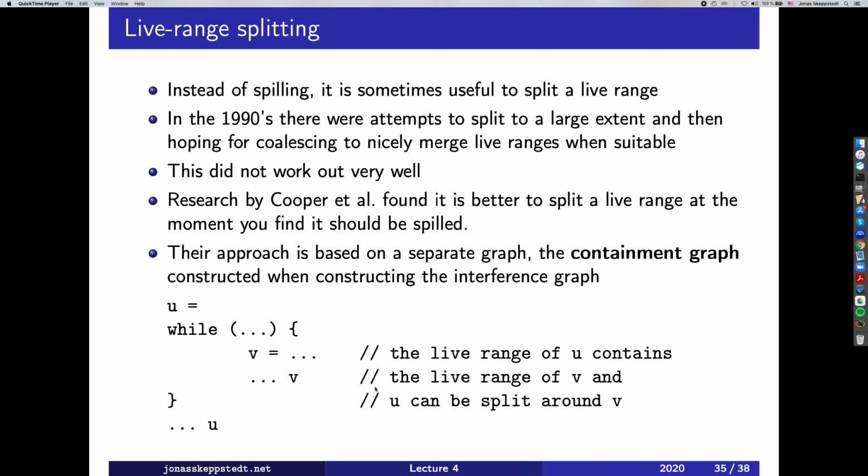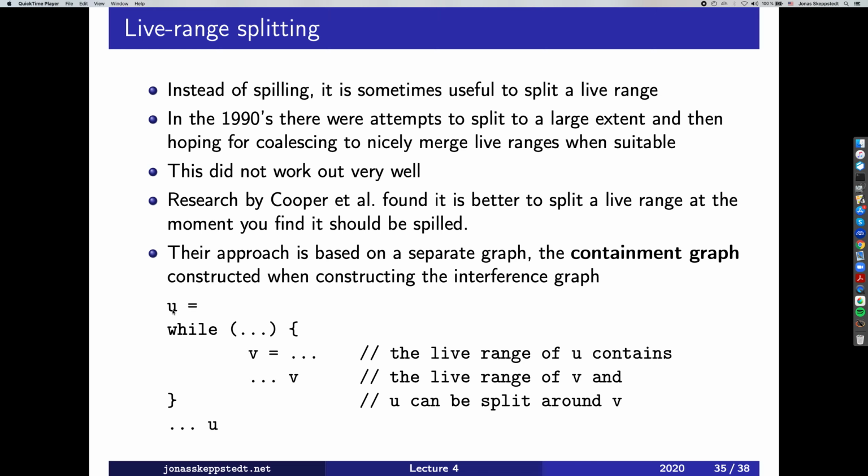So what we have here is not the containment graph, but it illustrates what the purpose of it is. The live range U starts here and ends there, and V is in the loop. The live range of V is contained in the live range of U.